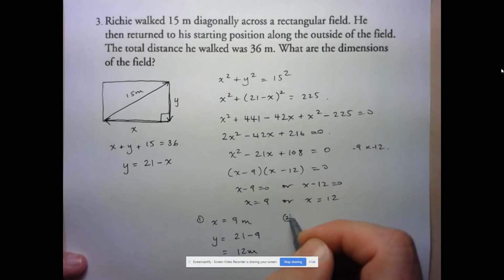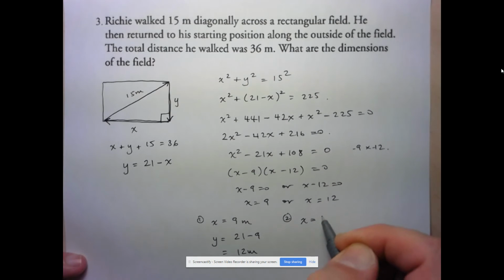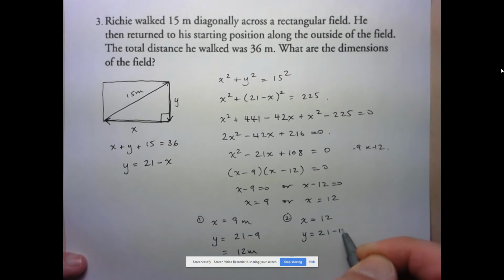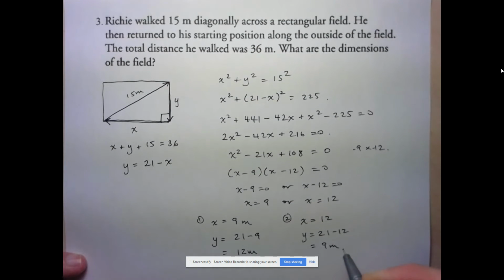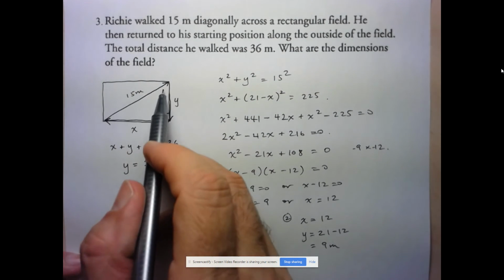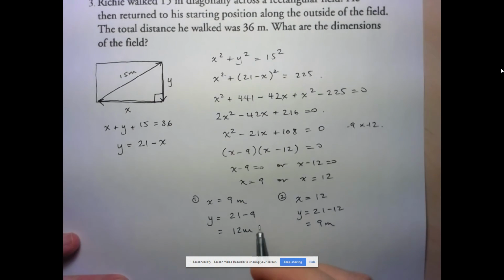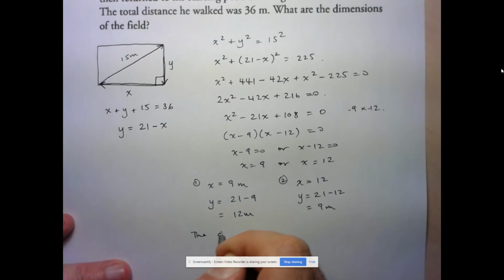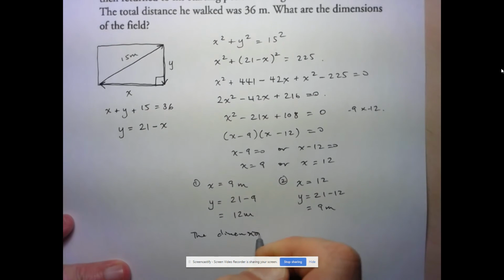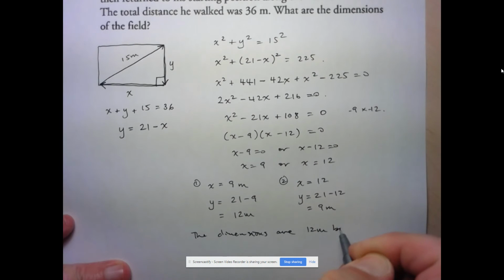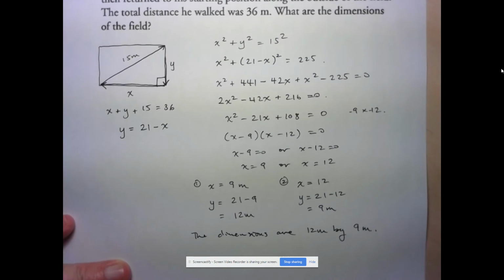And I hope you see what's going to happen here, that if I take the second possibility, x equals 12, well, y is just 21 minus 12, which is equal to 9. So essentially, it's the same answer. It's just like having 12 and 9 or 9 and 12. Both would work. So my answer is the dimensions are 12 meters by 9 meters. Whichever one is length and width is of no consequence to me.